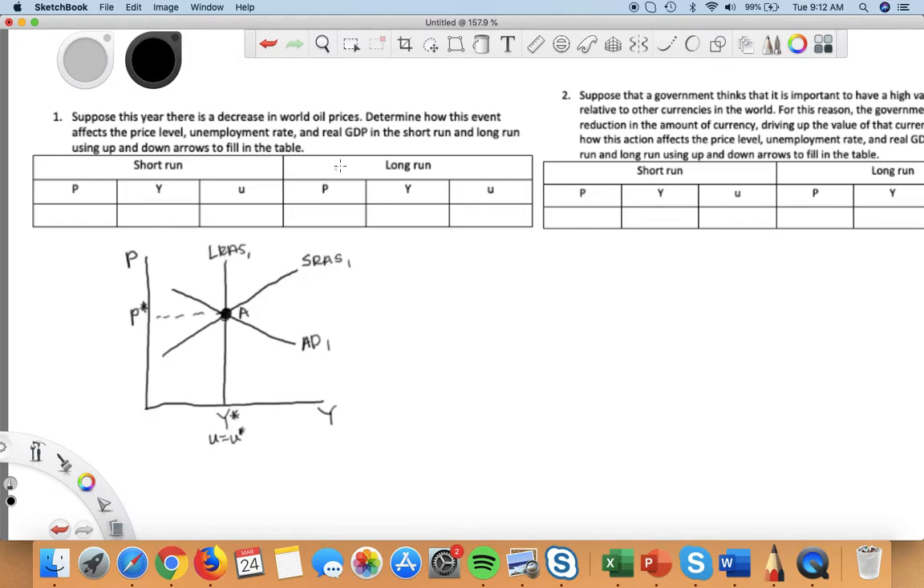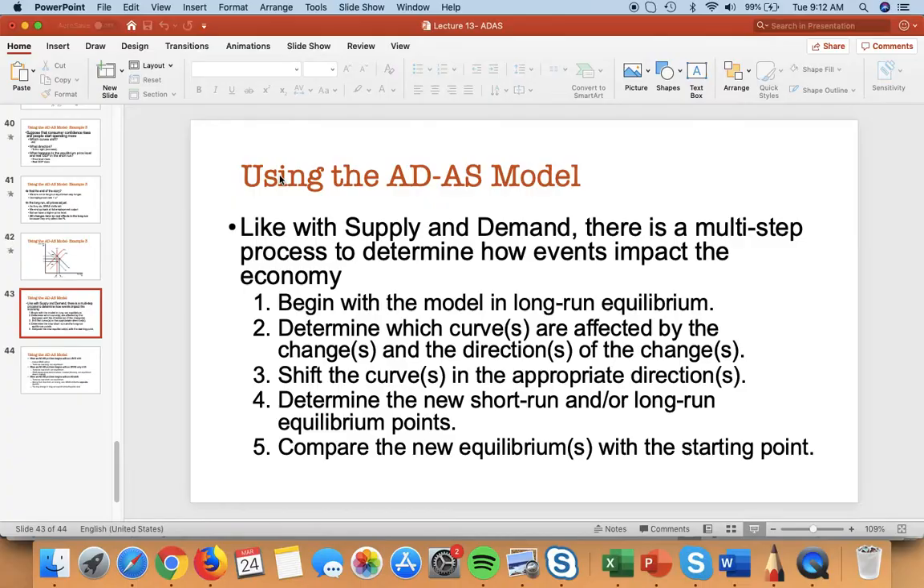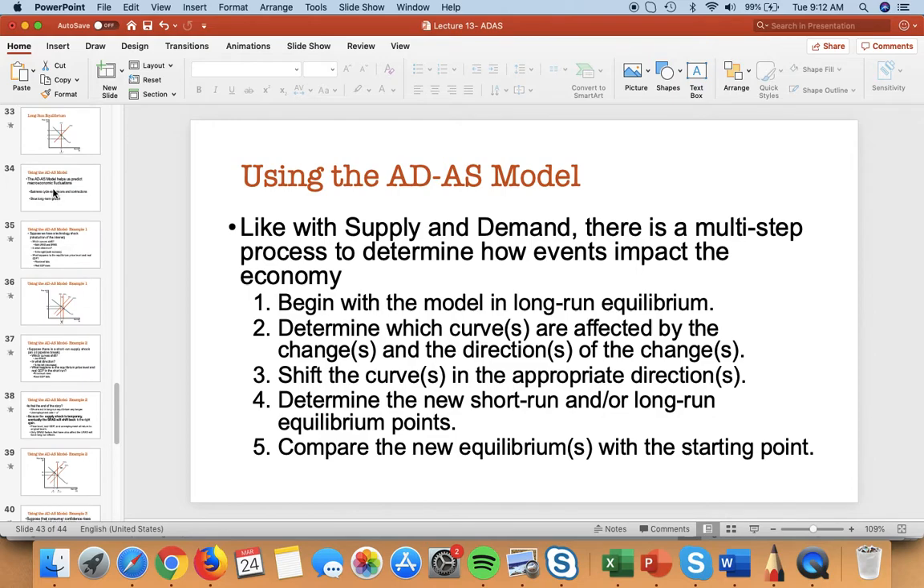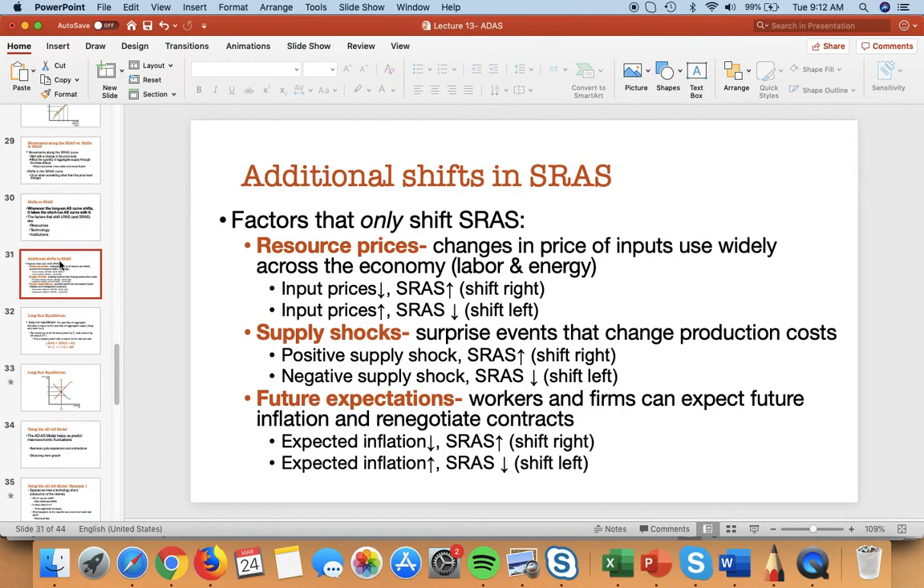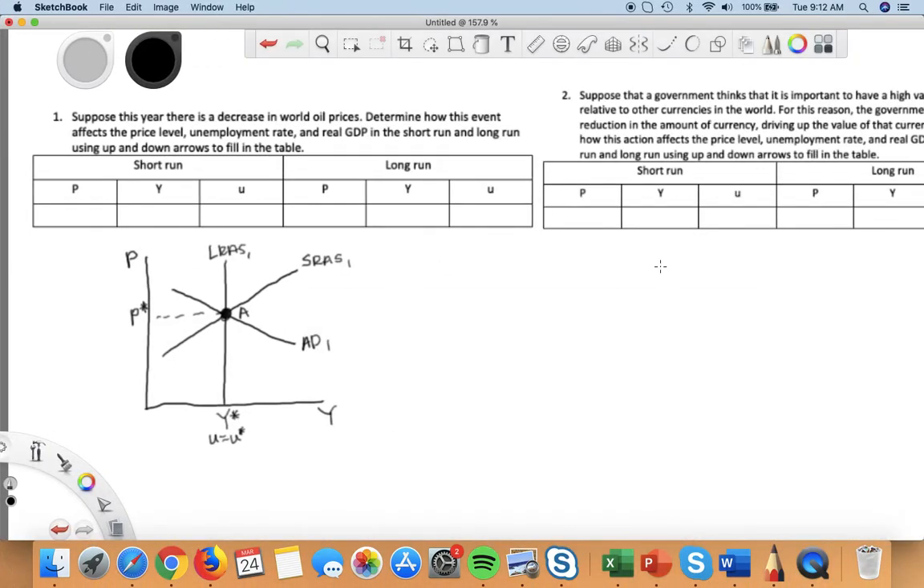It just means what happens when demand and supply intersect in the short run and intersect in the long run. So just look at the event, a decrease in world oil prices, and you can always reference back to the PowerPoint slides to see what changes there. Just as a reminder, if you jump back here in the notes to this last one, factors that can shift only the short-run aggregate supply curve. The first one are resource prices, specifically labor and energy, inputs used widely across the economy. Here, we're not changing the resources themselves, we're just changing the price of the resource. So it's going to be this short-run aggregate supply curve.